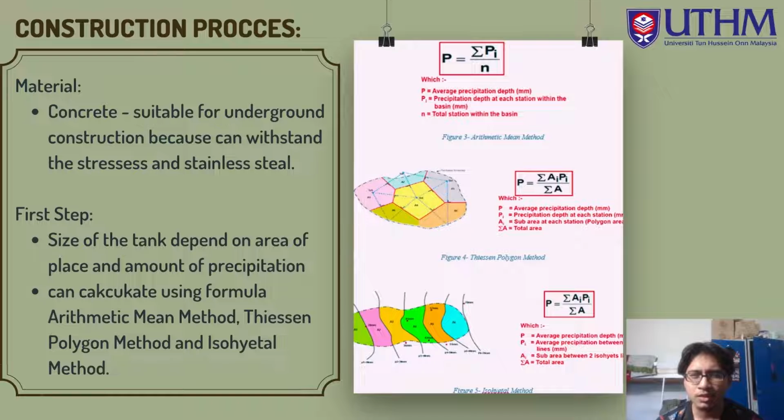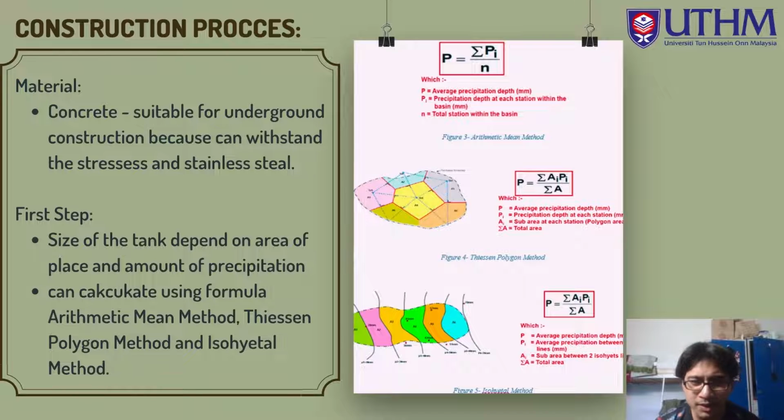So the material of the project is concrete, which is a common material used by Malaysians to build a building or something. So concrete is very suitable because concrete can withstand the stresses found underground and has stainless steel properties to hold waters. So the first step is the size of cylinder tank need to build depends on the area of the place and also the amount of precipitation.